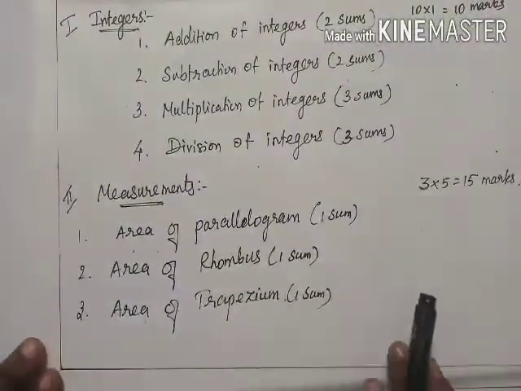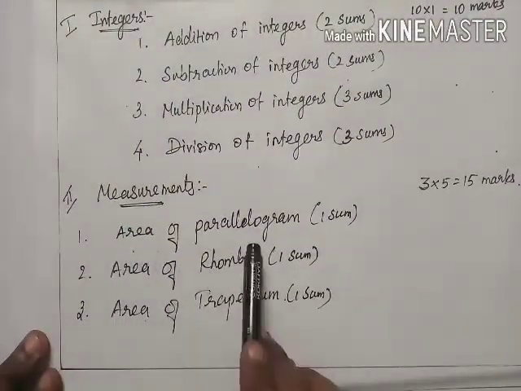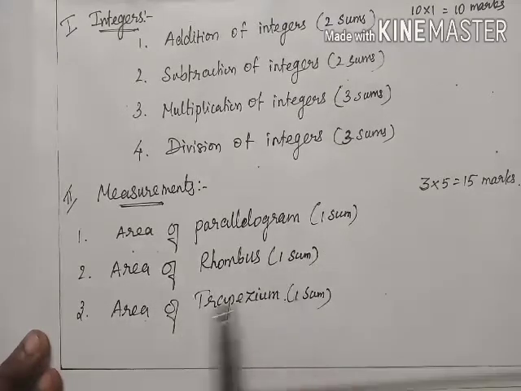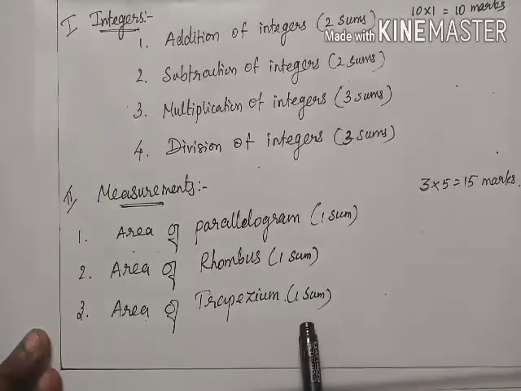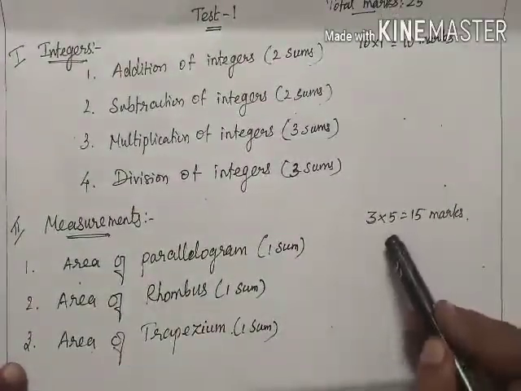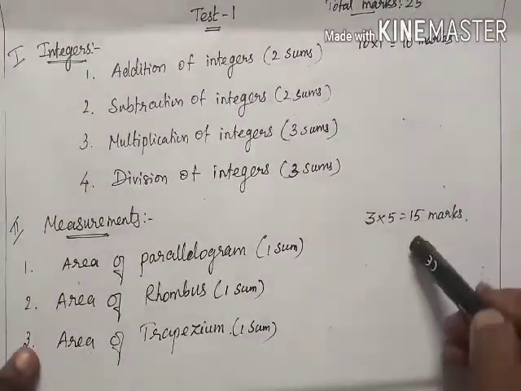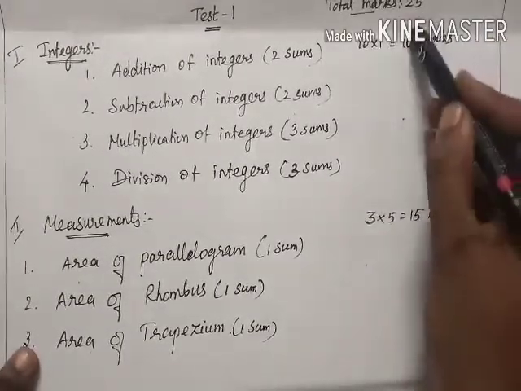In measurement, area of parallelogram 1 sum, area of rhombus 1 sum, area of trapezium 1 sum. Totally 3 sums. Each sum carries 5 marks. 3 into 5, 15 marks. So total test mark is 10 plus 15, 25.